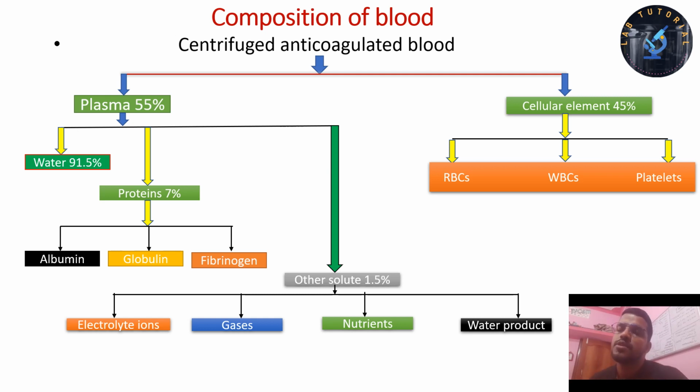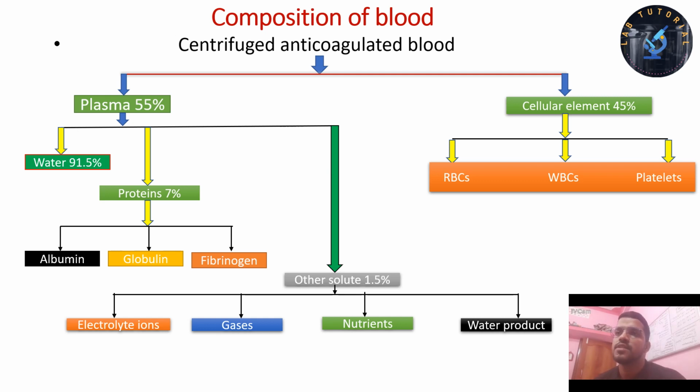If we discuss the protein 7%, then we get three important plasma proteins. Those are albumin, globulin and fibrinogen. And the other solutes are electrolyte ions, gases, nutrients and waste products. Albumin is formed in the liver. Globulin is also synthesized in the liver. Fibrinogen is also synthesized in your liver. Fibrinogen is a clotting factor.